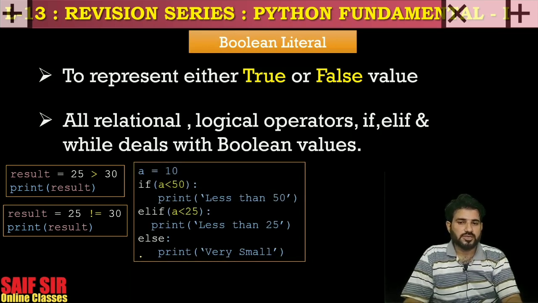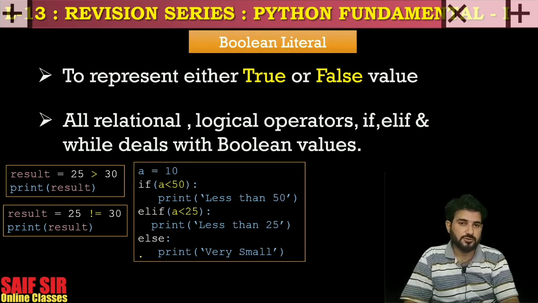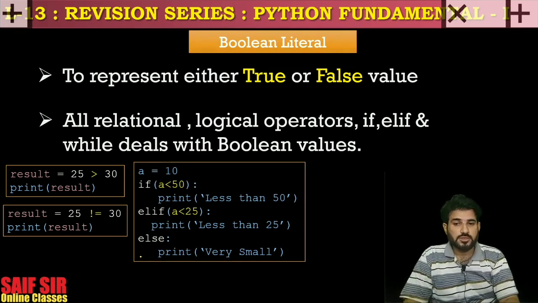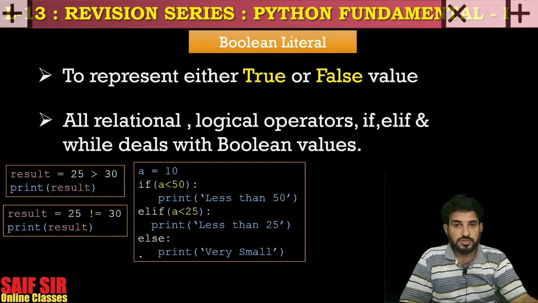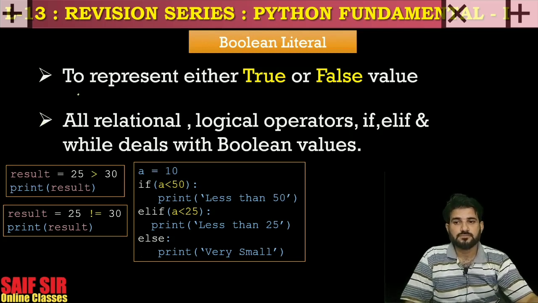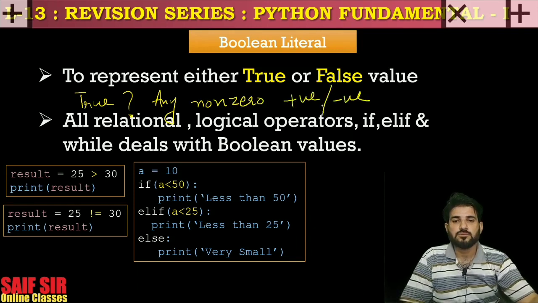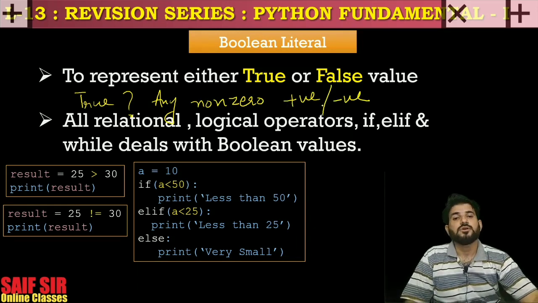Now look at this example of if, elif, else. If and elif are also dealing with Boolean values. So you are specifying conditions here, or you may not even specify the condition. The question is, sir, what is true? That is also a question. What is true? Any non-zero value, either positive or negative, is treated as true.